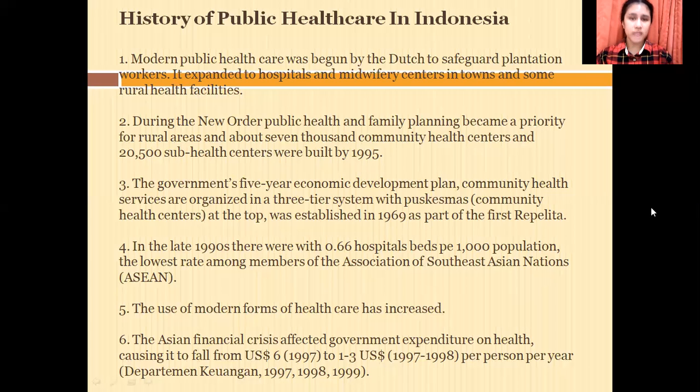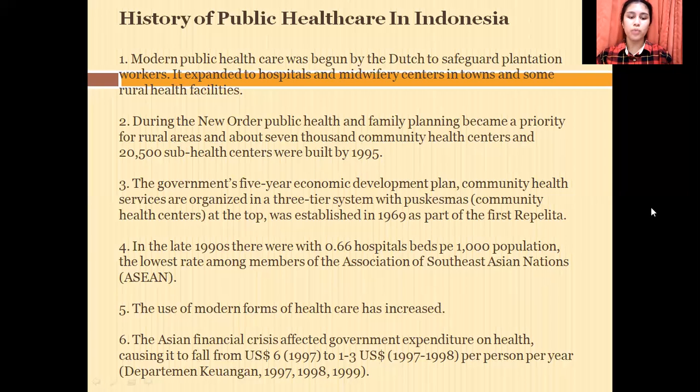And then in the late 1990s, there were 0.66 hospital beds per 1,000 population, the lowest rate among members of the Association of Southeast Asian Nations, or ASEAN. In the mid-1990s, according to the World Health Organization, or WHO, there were 16 physicians per 100,000 population in Indonesia, 15 nurses per 100,000, and 26 midwives per 100,000.